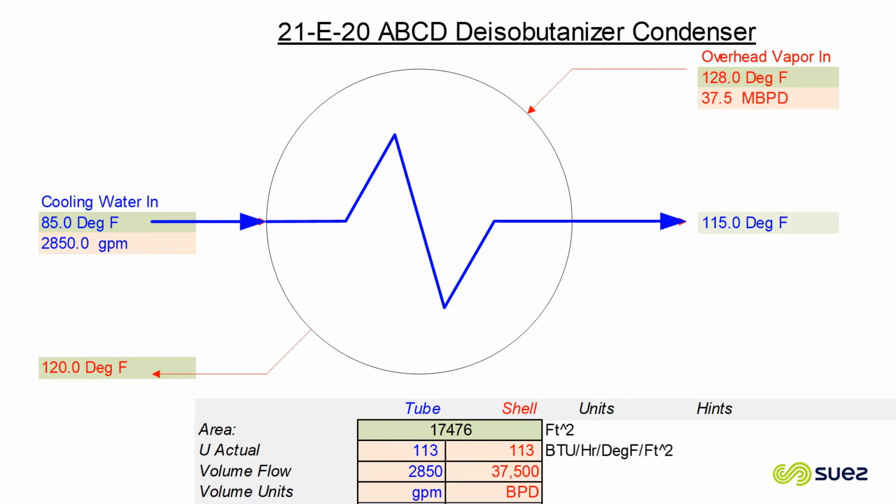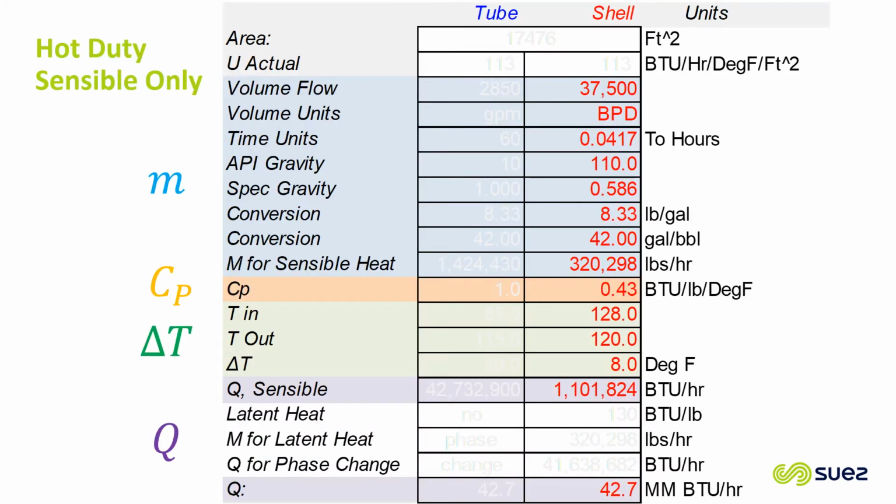Okay, here's the same exchanger again. Just to review, now we're going to talk about the hot side, which is isobutane coming in at 128 degrees Fahrenheit as a vapor and cooling off to 120 degrees, but it's also condensing from a vaporous isobutane to a liquid isobutane, and there's almost 38,000 barrels per day coming through there. So here's the calculation for that sensible heat.